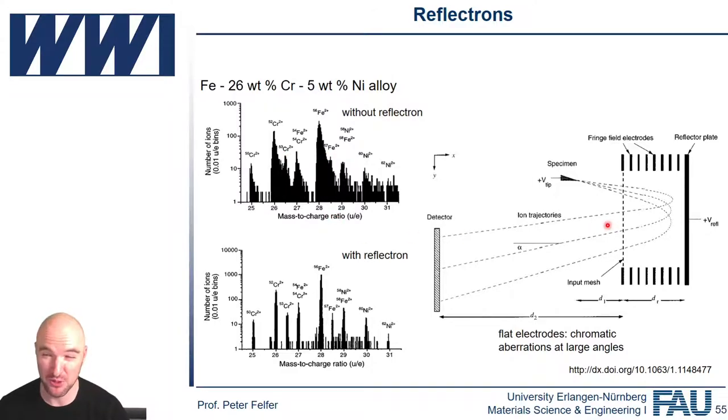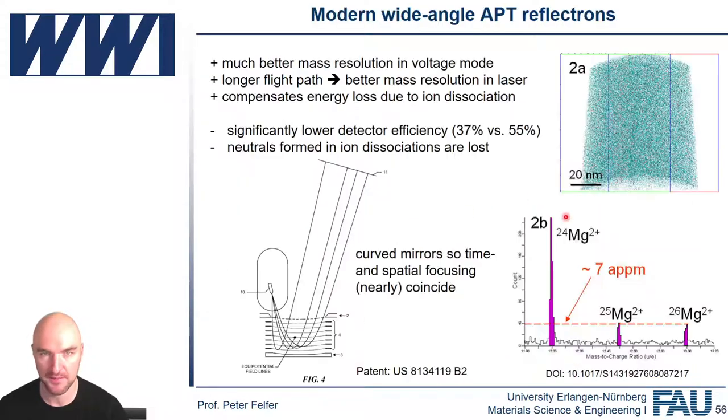It doesn't in principle do anything for laser atom probe. In laser atom probe, it's just the increased flight time that helps, because the reflectron usually means you have more flight time as well. And I think about 80% of all atom probes have those reflectrons. This is also patented, with some curved, funky electrodes and so on. A good thing is you get much better mass resolution in voltage mode. You have a longer flight path, so you get better mass resolution in laser mode. And it also partially compensates energy losses during the ion dissociation process we talked about earlier.